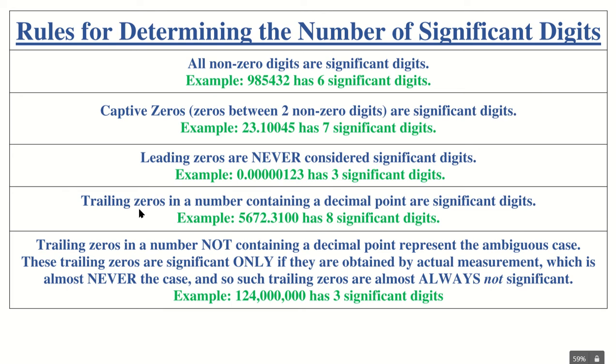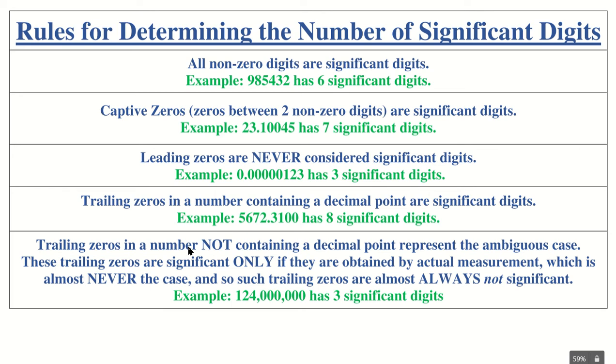Trailing zeros in a number containing a decimal point are always considered significant digits, such as this. Usually these two zeros are included to indicate that the level of accuracy has been to 4 decimal places. So this would be considered to have 1, 2, 3, 4, 5, 6, 7, 8 significant digits.